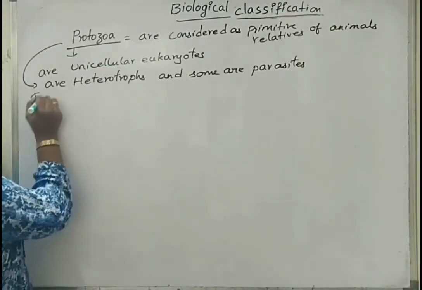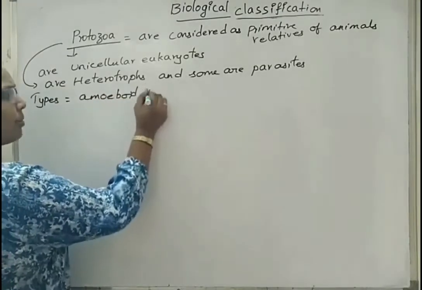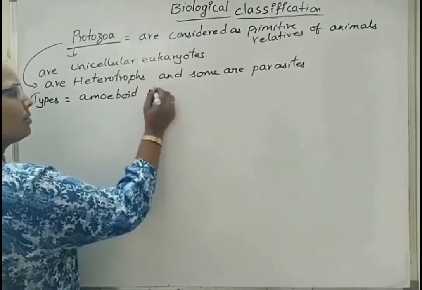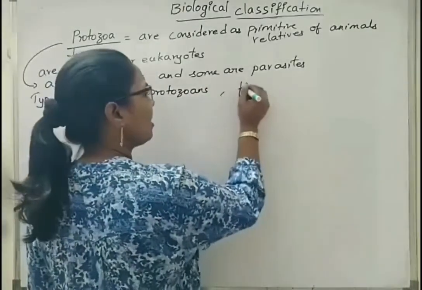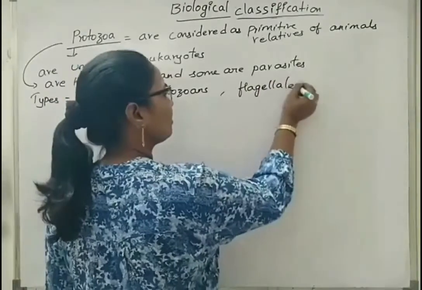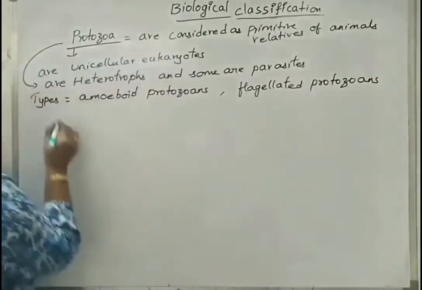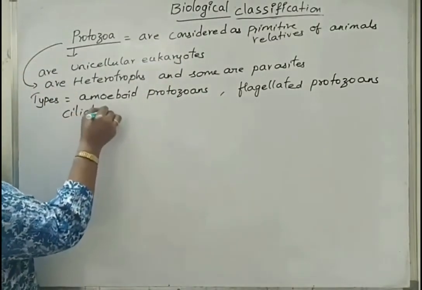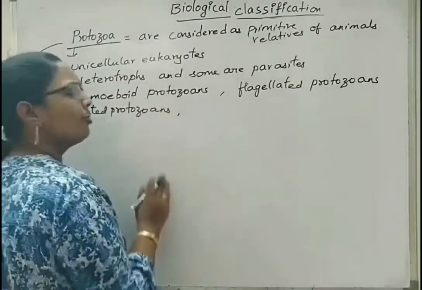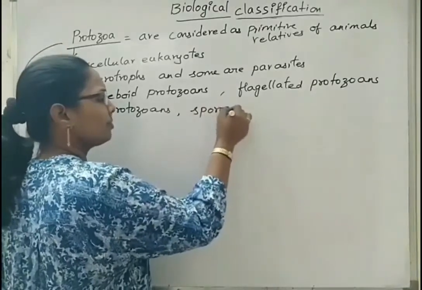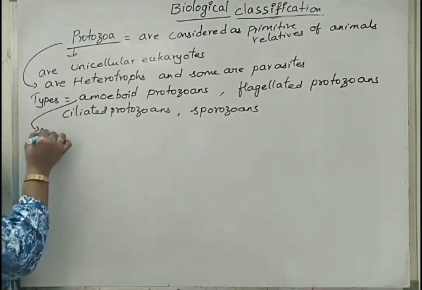Now, the types of protozoans are: amoeboid protozoans, next flagellated protozoans, next ciliated protozoans, and the fourth one is sporozoans. First, we will see amoeboid protozoans.